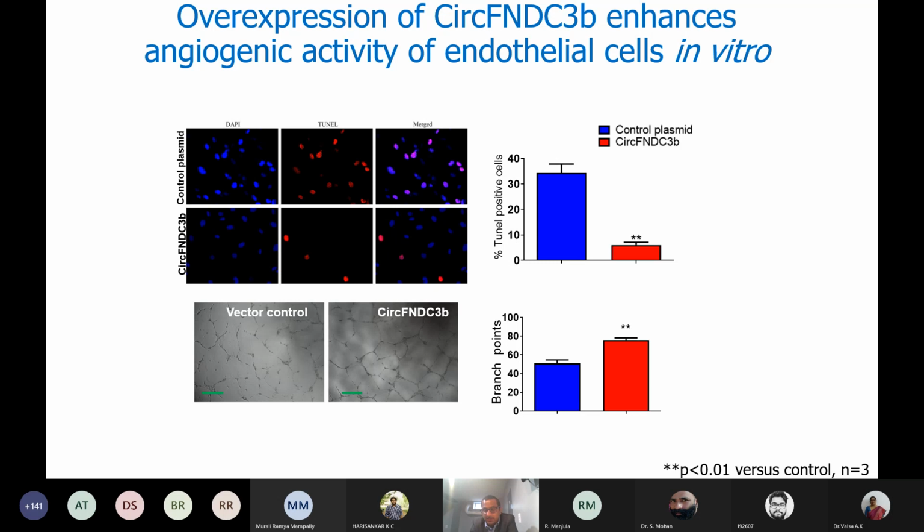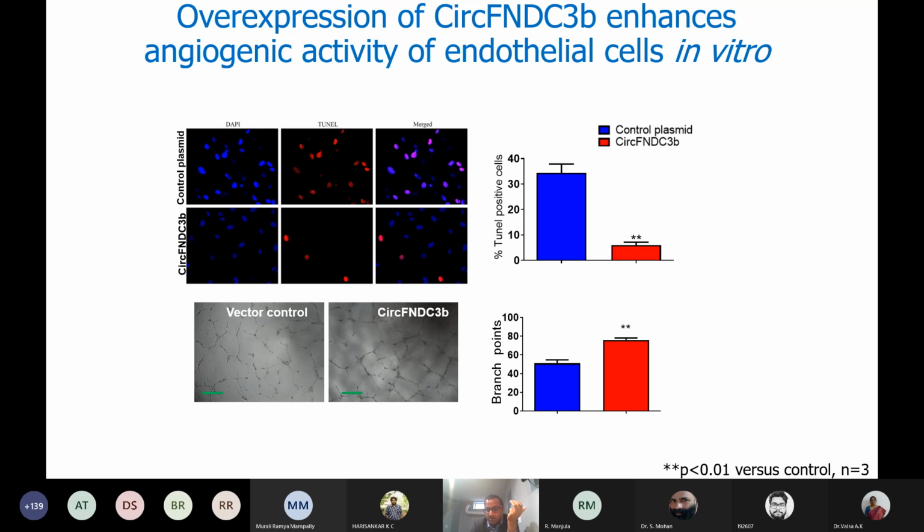So this suggests that overexpression of this circular RNA is increasing VEGF levels, that's one point, and it is also reducing endothelial cell apoptosis and also increasing angiogenesis in vitro.